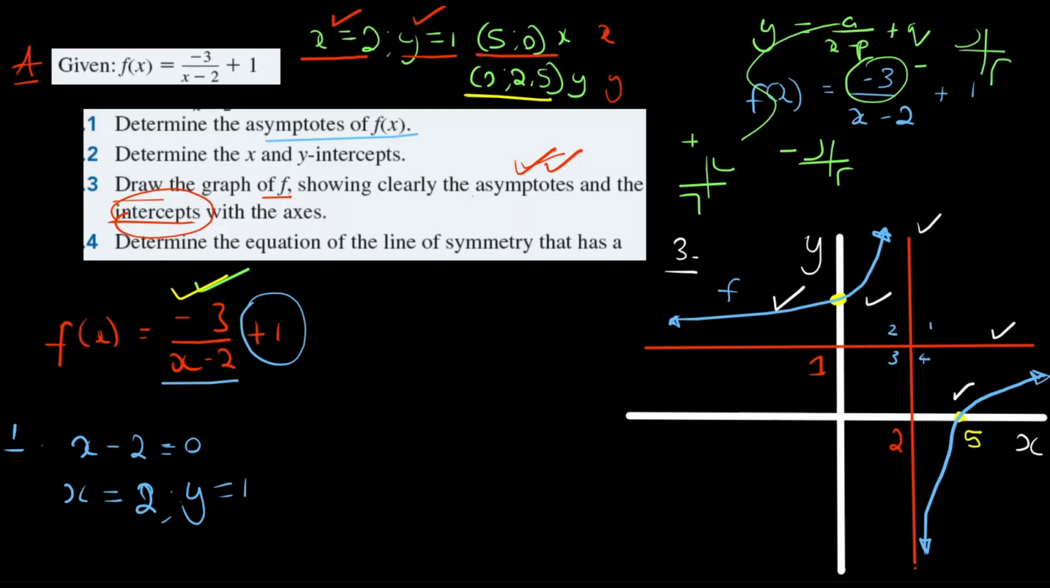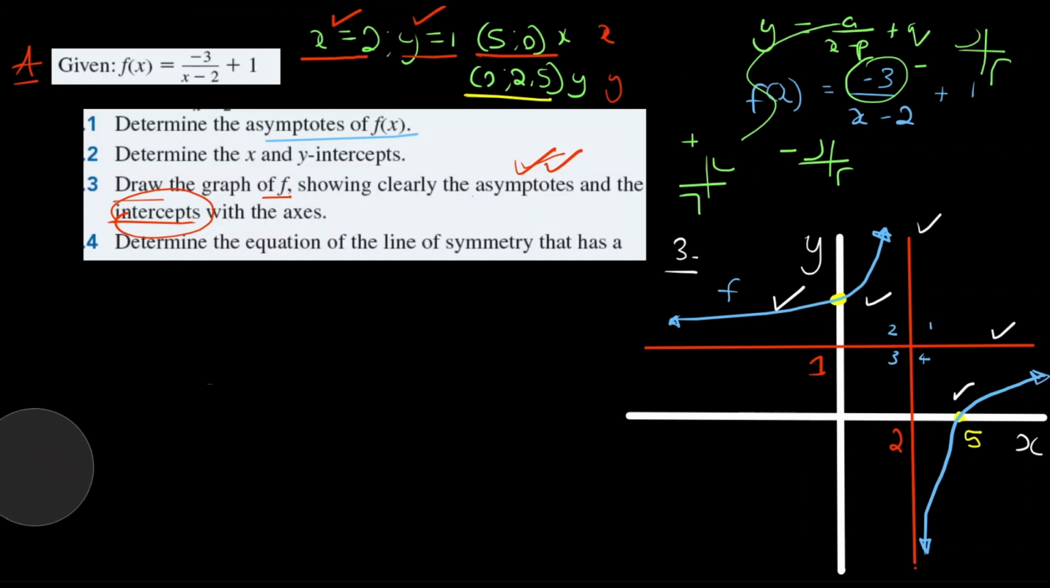So the last question says determine the equation of the line of symmetry that has, oh, it omitted a positive. So what's the omission in this question? So that has a positive gradient. Or we can also make it a negative gradient if you want to, instead of saying positive, just to make it more spicy. We can say that has a negative gradient.